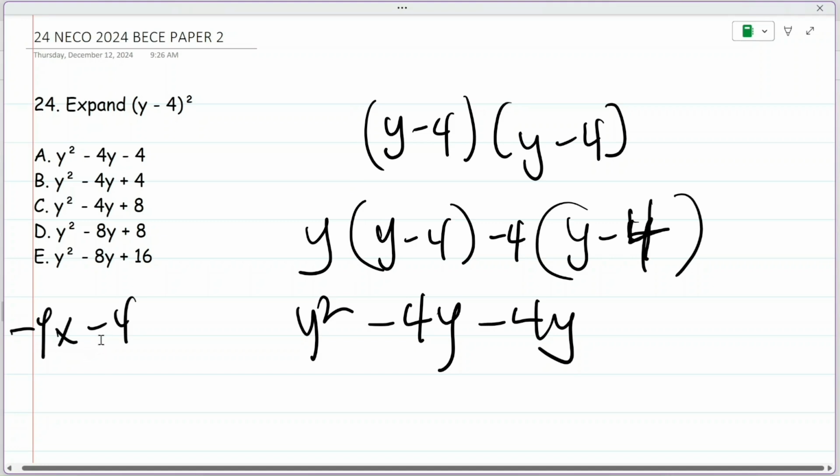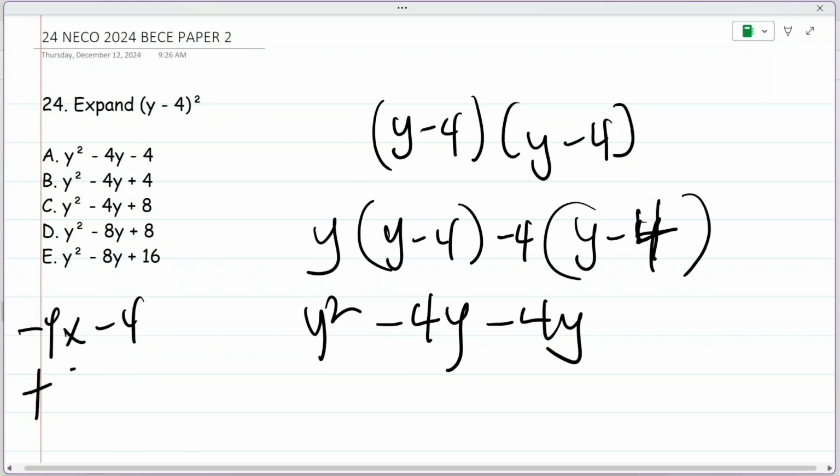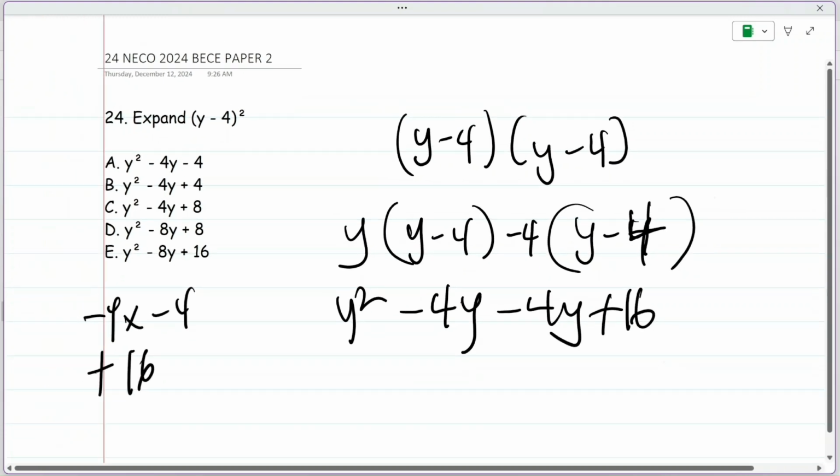Negative times negative, or minus times minus, two same signs will give you positive. 4 times 4 will give you 16. You now see that this thing turns into plus 16. You might understand this topic, but because of the technicality of this minus, you get it wrong. It turns to plus 16. You have to be very careful there.